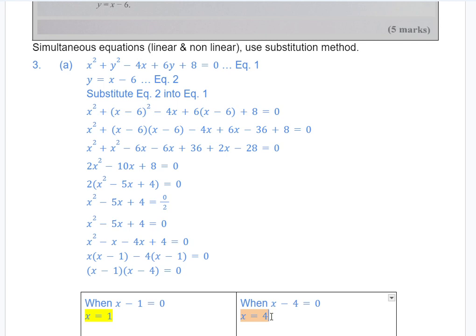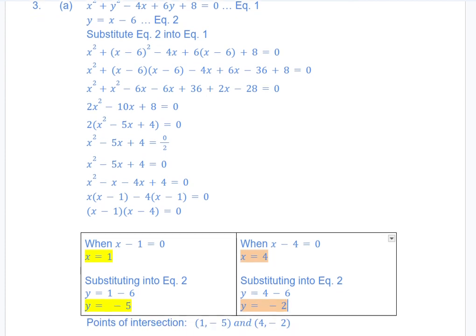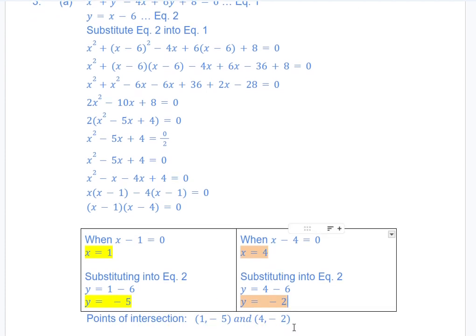To get the y values that match with these, we could substitute each of them into the easier of the two equations, which is always the linear one. So the value of y would be the x value, which is 1 in the first instance: 1 minus 6, that's negative 5. In the second case, x is 4, so y would be 4 minus 6, which is negative 2. The x and y values go together: 1, negative 5, and then the other one, 4, negative 2.